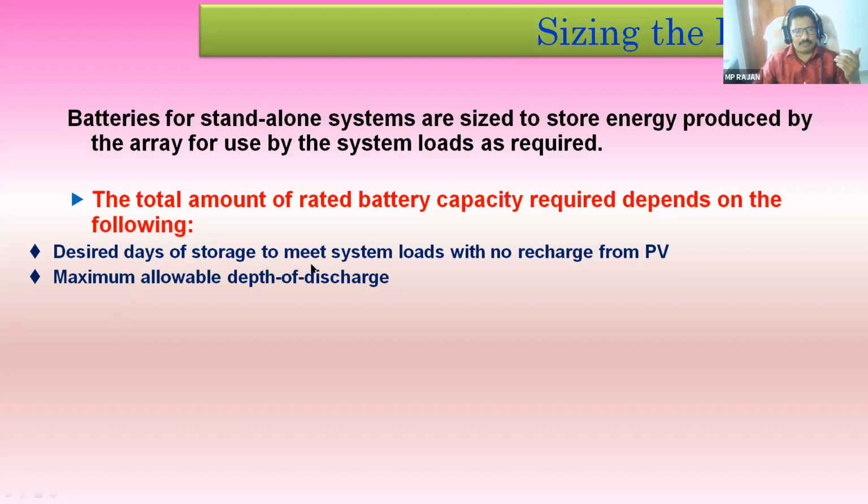Days of storage means if you have no supply for 2 days, during rainy time, no sun, the sun did not come out for 2 days, then not 1 day but 2 days you should get supply from the solar panel or battery. If you want to do like that, that is called autonomy. I'll again explain that. Number of days, how many days you want supply from the battery without solar panel supply. So that should be taken into account.